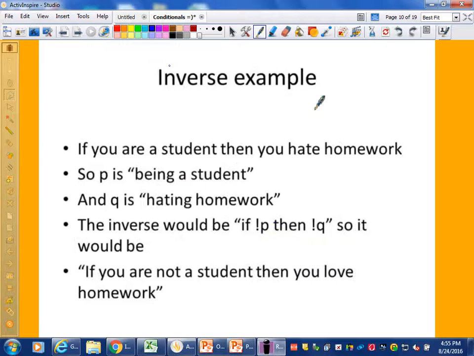So let's give it a try. If you're a student, then you hate homework. If I was to do the inverse, I'm going to put the same statement in the same order, just putting in not in both sides. So it would come down here and be, if you are not a student, then you love homework. Or you could have said, instead of love, you could have said, you don't hate homework. There's many different ways to express this.